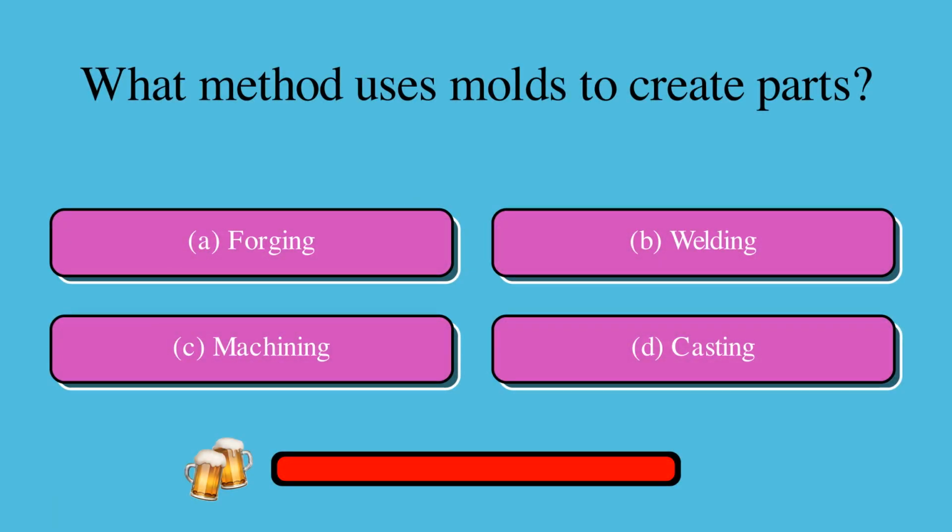What method uses molds to create parts? Is it A, forging, B, welding, C, machining, or D, casting? The correct answer is D, casting.